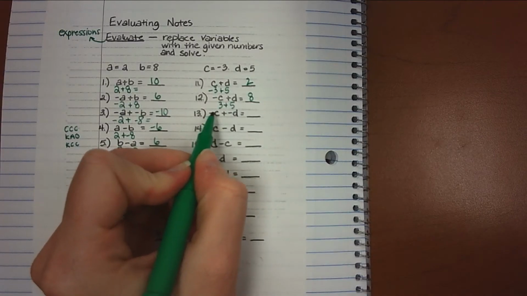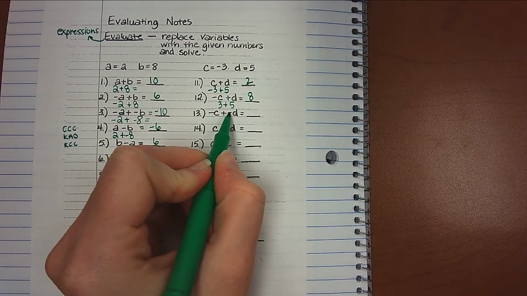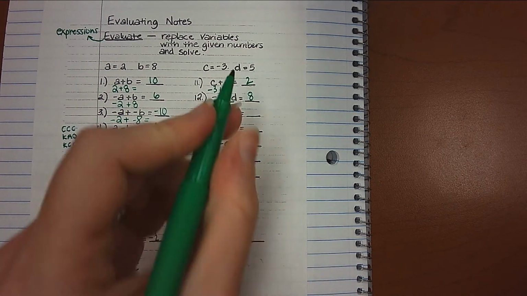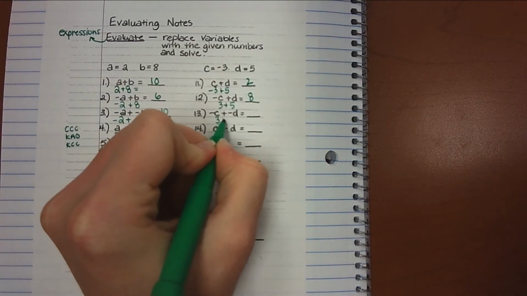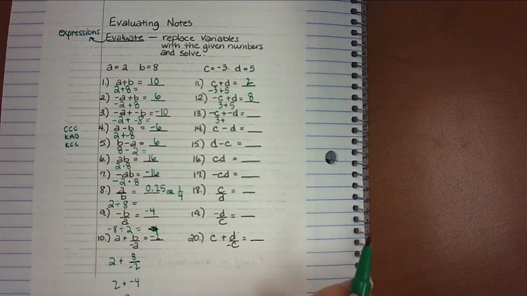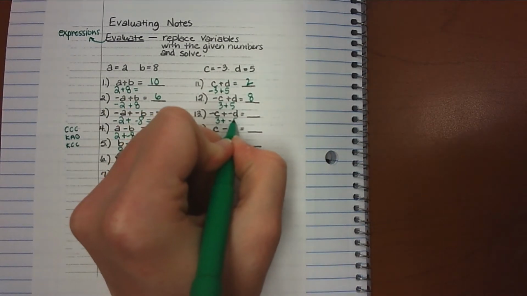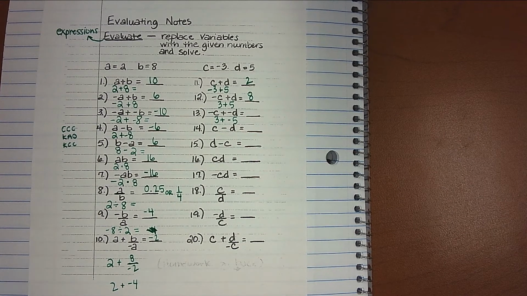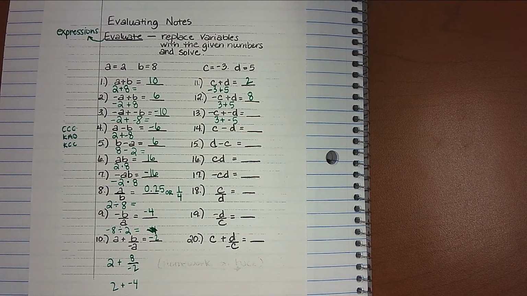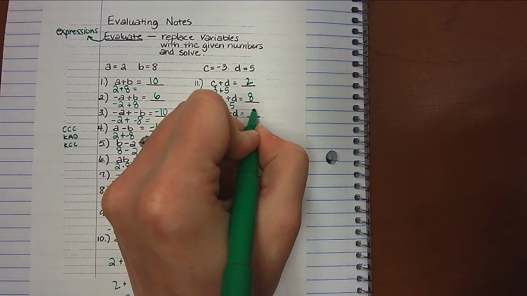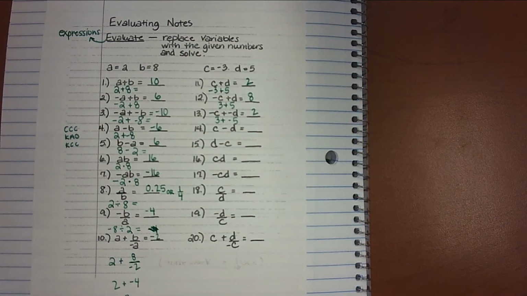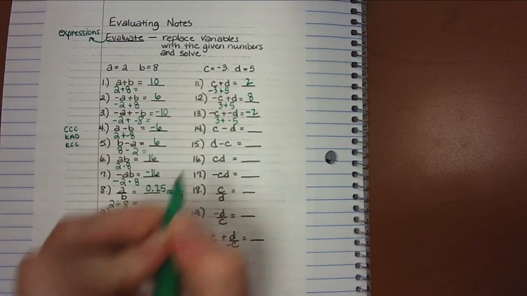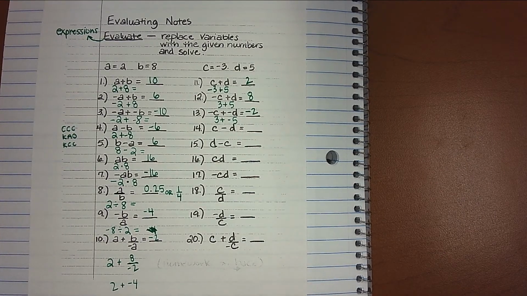13 says the opposite of C plus the opposite of D equals blank. So the opposite of -3 is +3. And I'm going to add that to the opposite of +5 is -5. So 3 plus -5, signs are different. So I'm going to subtract. 5 minus 3 is 2. And I'm going to keep the sign of the number with the greater absolute value. In this case, that's the -5. And so my answer here is negative.